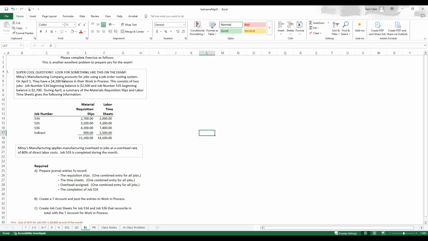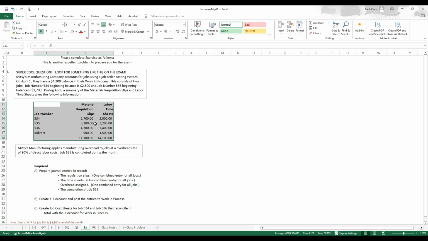So we can see we've got this company and we're using job order costing. On April 1st, there's a $4,200 balance in the work in process account. And we've got 2 jobs that consist of: job number 534 with a certain beginning balance and 535 with a certain beginning balance. And during April, we've got a summary of material requisition slips and labor time sheets that give us the following information. So this is all the stuff that's happening during the month.